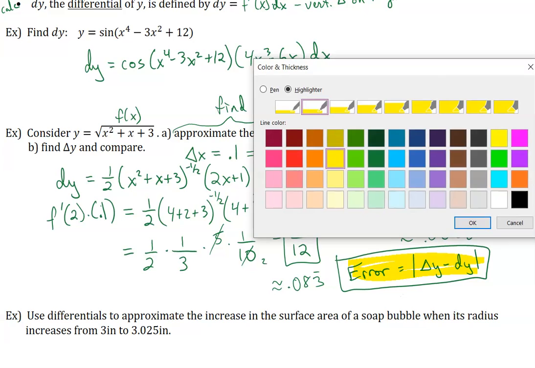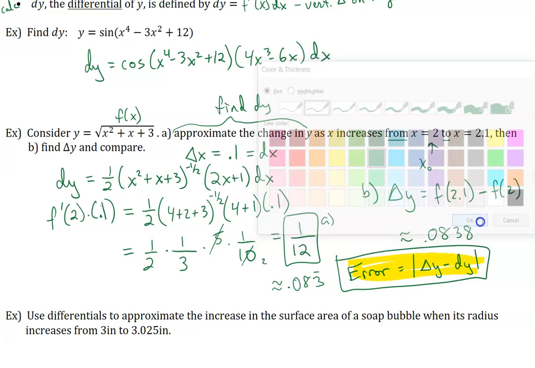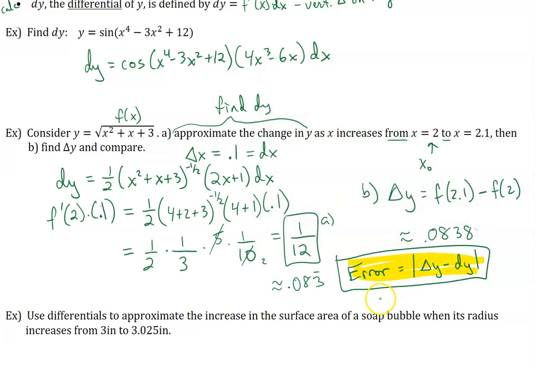Okay. So let's go ahead and find the error for this one. It's going to be 0.0838 minus 0.0833, which is rounded 0.0005. So that's really close, okay? I would say that this is a good approximation using our differential to approximate the actual change, okay?